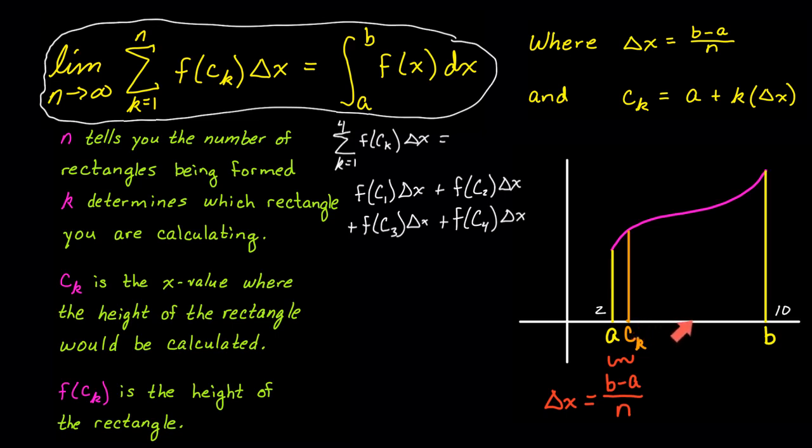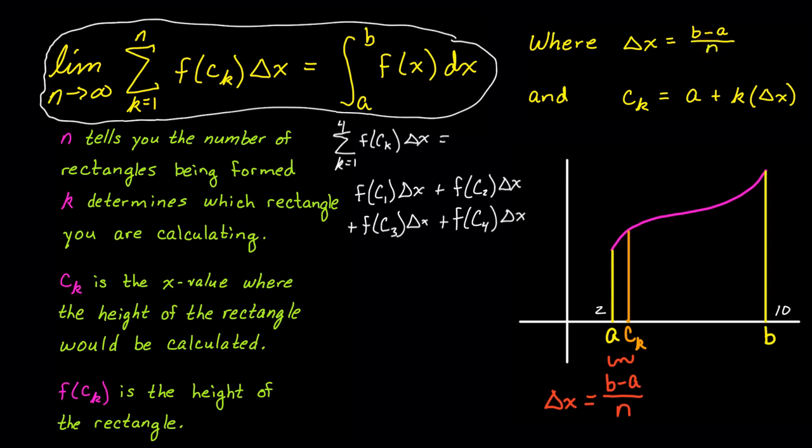Now the second one, you would take the A value and add 2 times the delta X to give you the next one. And then the next line over here would be at the A value plus 3 delta X. And then the last one would be at A plus 4 delta X. So what we're doing then is C sub K is going to be equal to the lower bound plus K times delta X, where delta X is this right here.